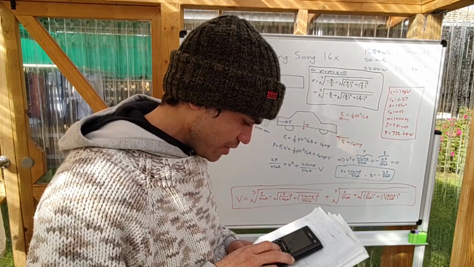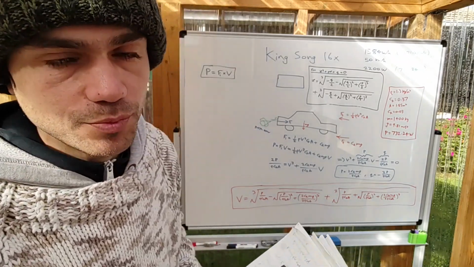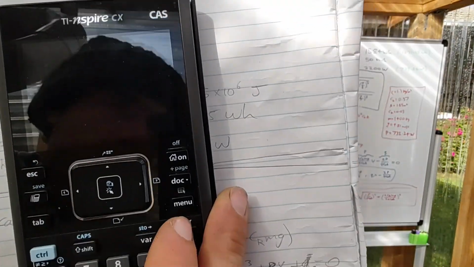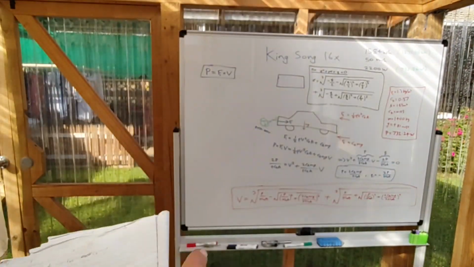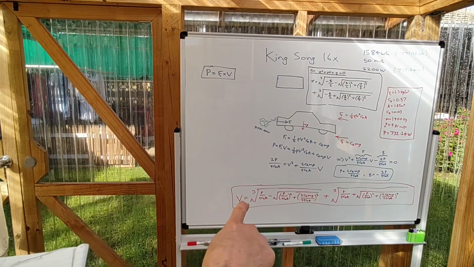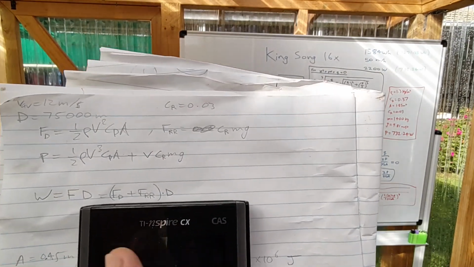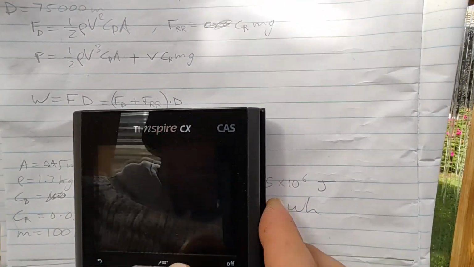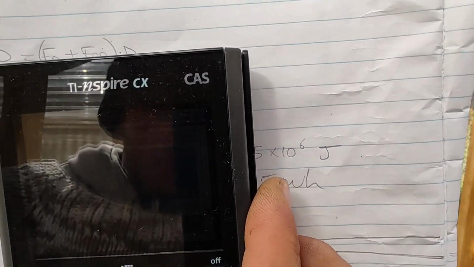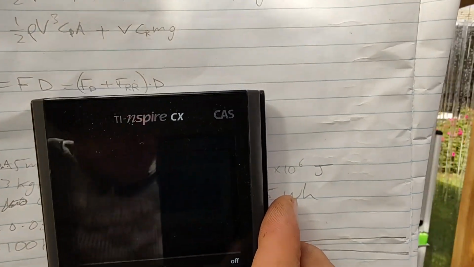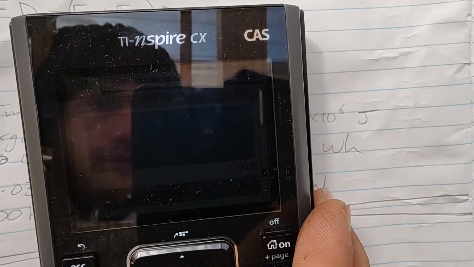The answer is 1.7712 meters per second. I don't know if you can see the screen on the calculator here, but that equation, that bit in red, we've got it on here on the calculator. This is a pretty cool calculator. It shows you the exact equation you're putting in. Maybe you can't see that, but anyway.